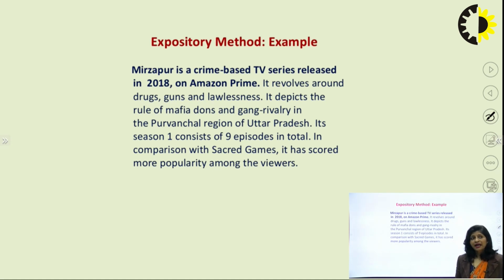Mirzapur is a crime-based TV series released in 2018 on Amazon Prime. It revolves around drugs, guns and lawlessness. It depicts the rule of mafia dons and gang rivalry in the Purvanchal region of Uttar Pradesh. Its season 1 consists of 9 episodes in total. In comparison with Sacred Games, it has scored more popularity among the viewers.